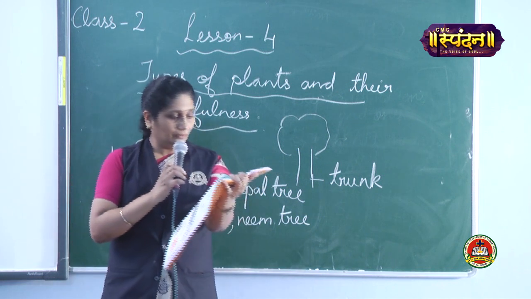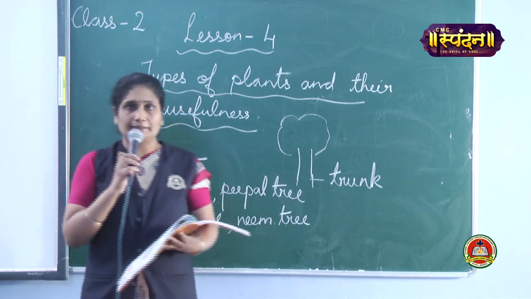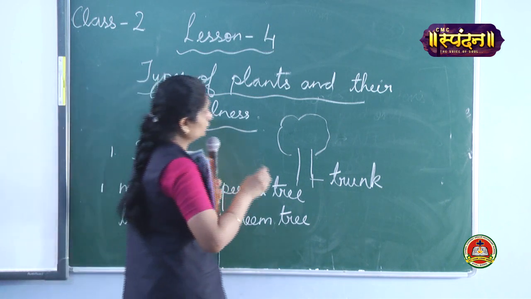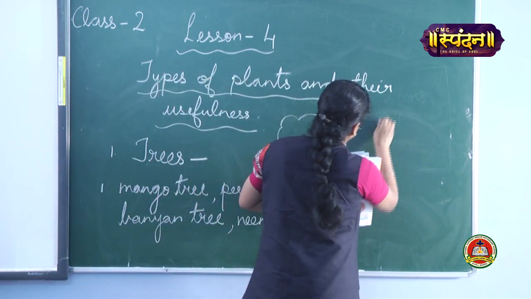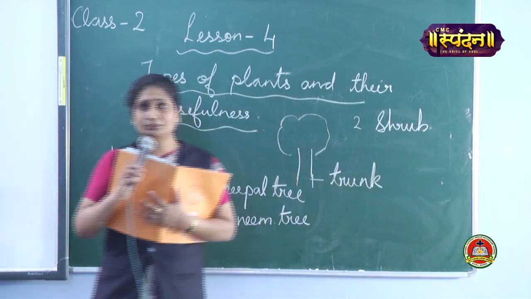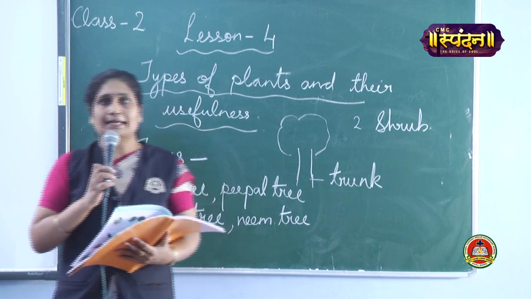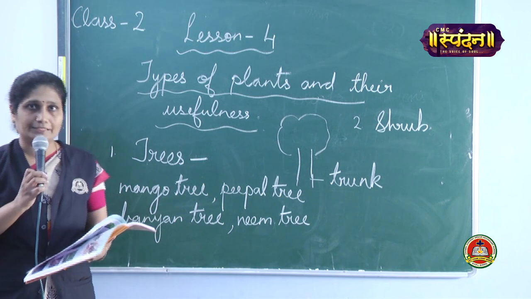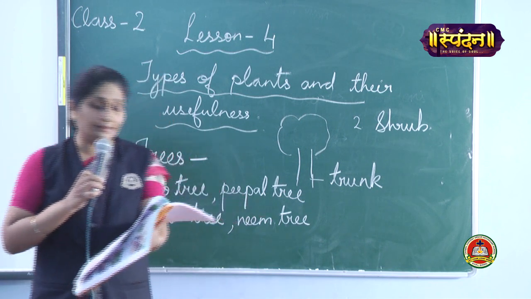Okay. Now, the second variety of plant is the shrub. Now, what are shrubs, children? Small plants are called shrubs. It is smaller than tree. Now, we'll read about the shrub.